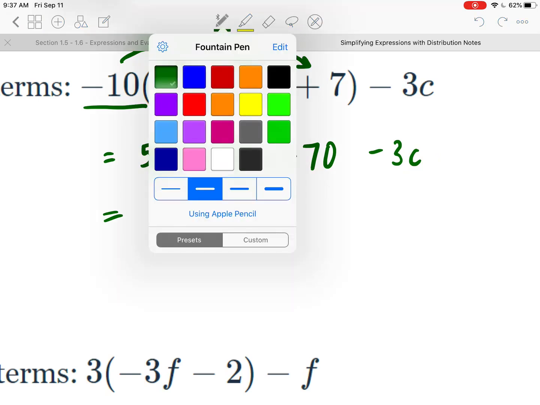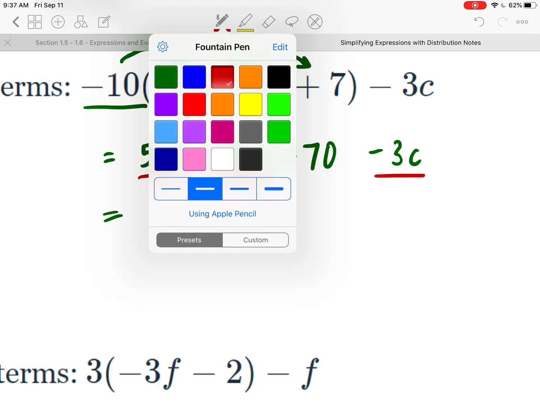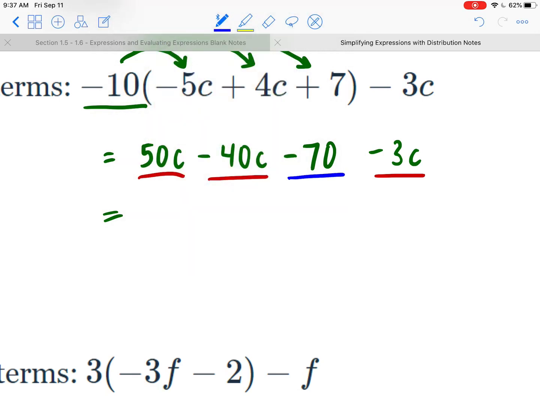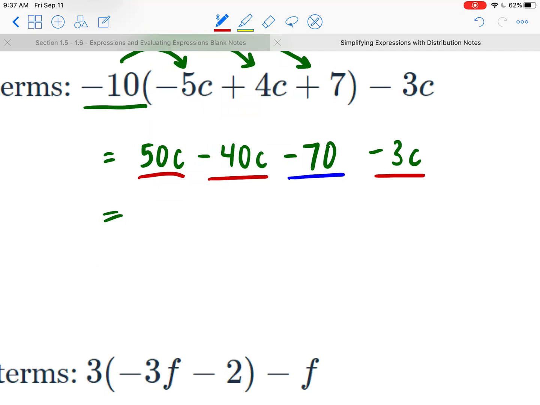So anything that is underlined in red here, we're going to combine together. And then anything that doesn't have a c in it, I've underlined in blue, will get combined together, okay? So as far as stuff with c's in it, we have 50c right here, minus 40c and then minus 3c. So what is that going to be? That's going to be 50 minus 40 is 10, minus 3 is 7. So I like to just do it all together. So that's 7c minus 70.